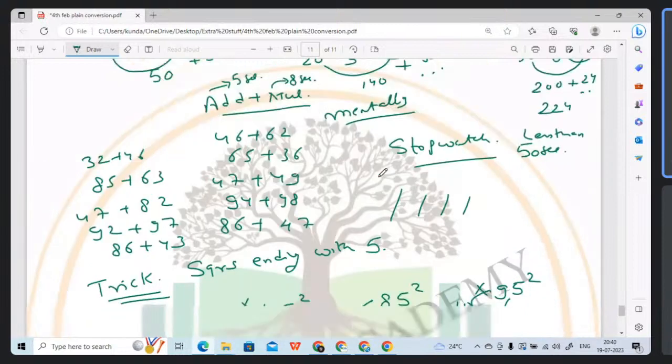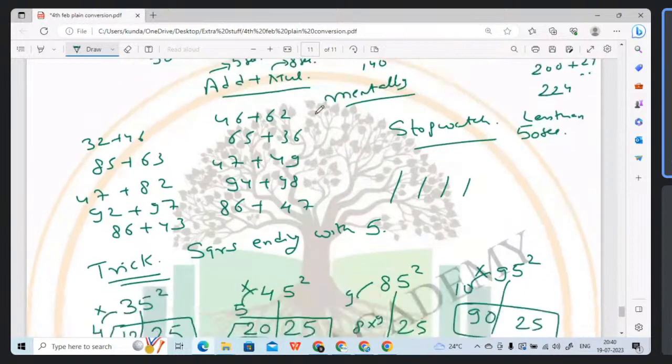Do all these kinds of exercises. ठीक है, take 10 questions. Don't give a time, use a stopwatch and see if you are able to solve it before 1 minute or 50 seconds or not. Okay, average every question should require only 5 seconds, not more than that.